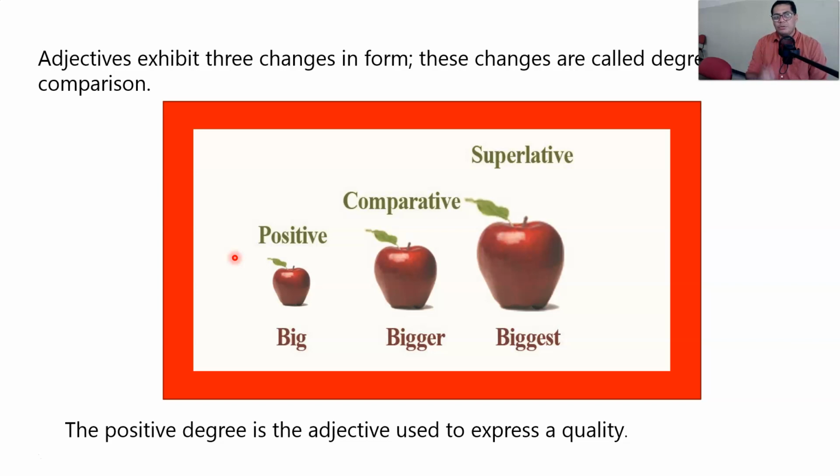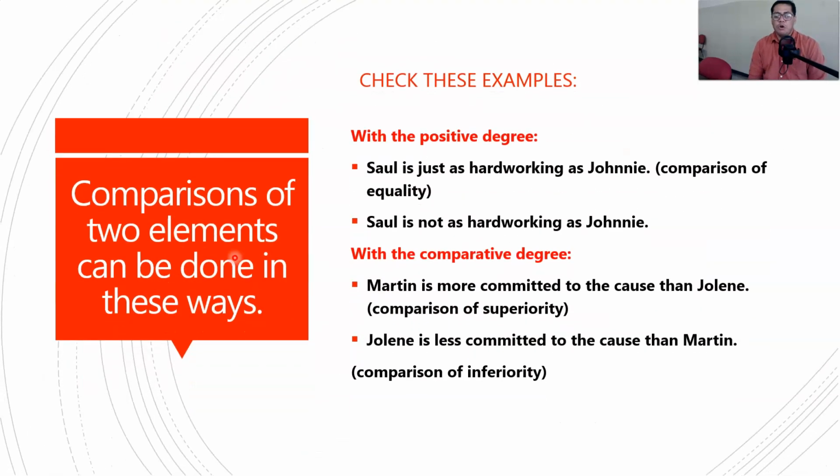Now, even though I told you that the positive degree is used to show that the quality exists, it's important to know that I can also make comparisons with the positive degree. In order to make a comparison with the positive degree, I am going to help myself with the use of the preposition as. So I have some examples for you right here.